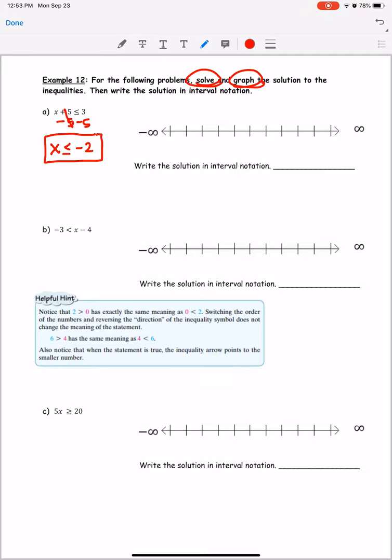Now let's graph it, and then we'll write it in interval notation. This is a 3-part thing. So this has no number on it. So I need -2 somewhere in the middle. And then we need 2 to the left, 2 to the right, but it's negative, so go backwards. So -1, 0, -3, -4.